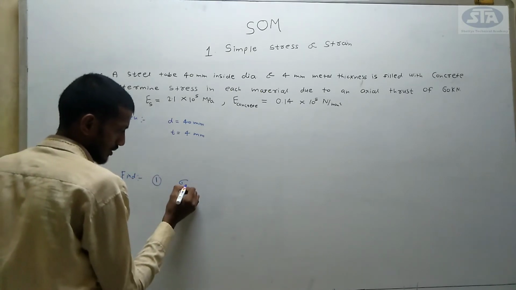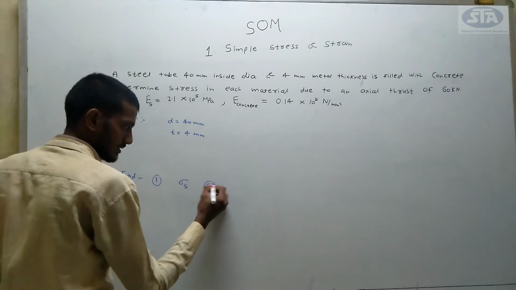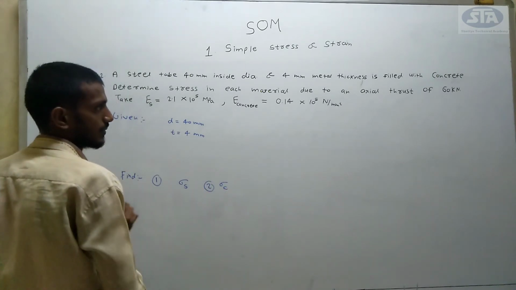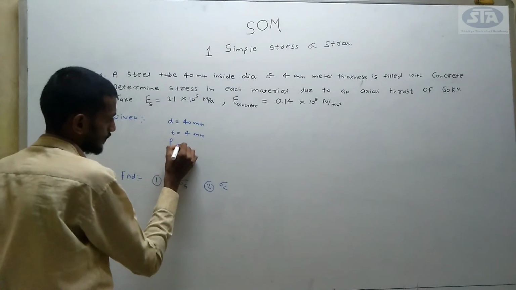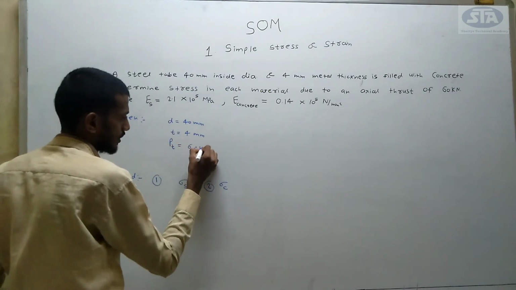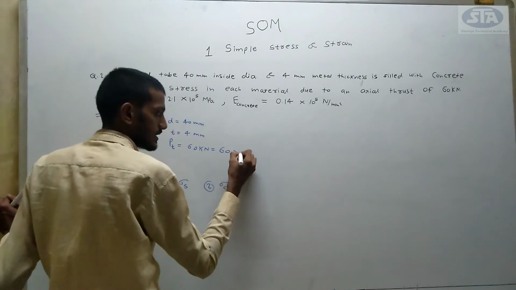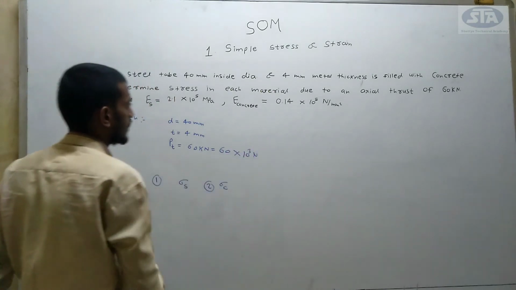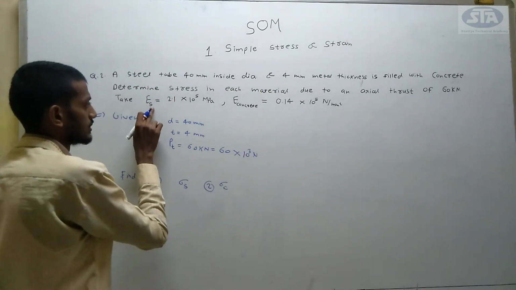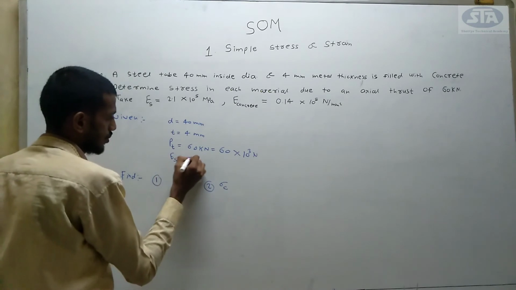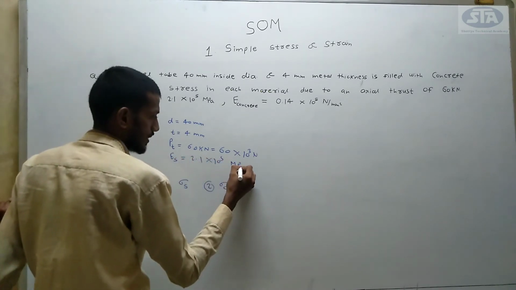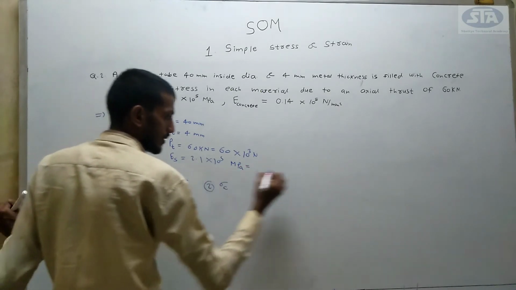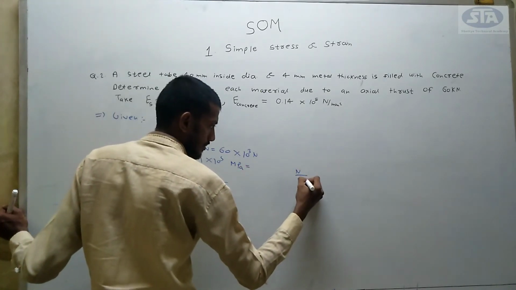That is, stress induced in steel, and second, stress induced in concrete. Okay, due to an axial thrust of 60 kN, that is called a tensile force, which is equal to 60 kN. Convert it into Newton: 60 into 10 raised to 3 Newton. Take modulus of elasticity of steel, which is given as 2.1 into 10 raised to 5 megapascal. Convert it into Newton per mm square.